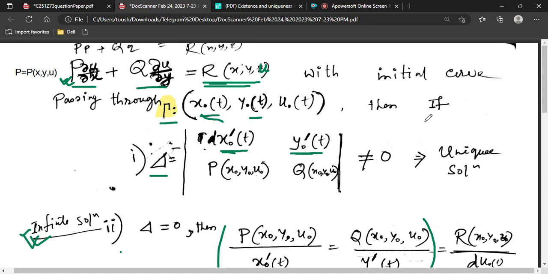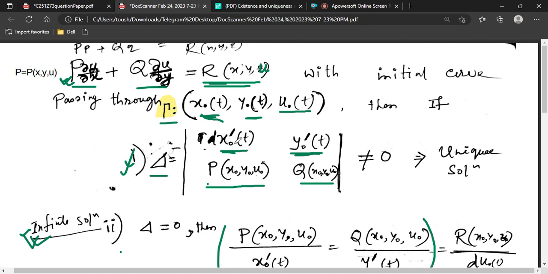Now consider the determinant which looks like this. Here x0, y0 and u0 are all functions of t. So this is the derivative of x0 with respect to t, x0 dash, and the derivative of y0 with respect to t, y0 dash. And here is your p. This was your p ∂u/∂x + q ∂u/∂y = r, right? We don't need the general p, q, r, we need p0, that means p on that initial data curve, p at the point (x0, y0, u0). We name it p0, and this is your q0, q at the point (x0, y0, u0).